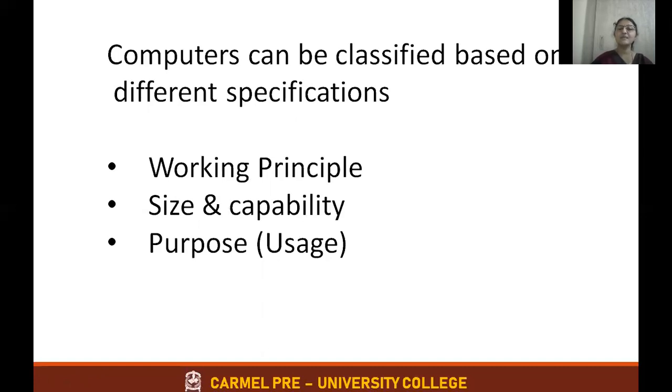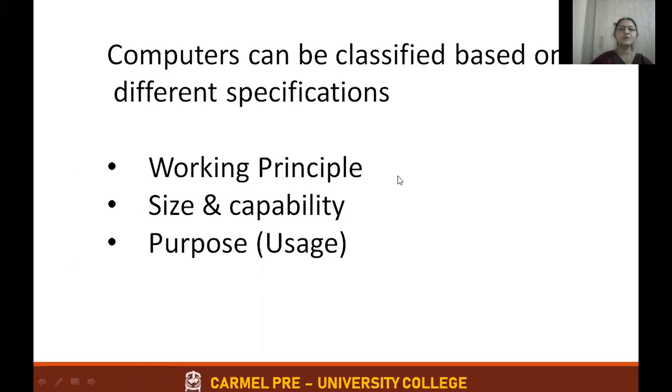So if they ask you to explain the classification of computers, generally you need to write all three. Computers can be classified based on working principle; depending on size, speed, and memory capability; and depending on purpose, there is a separate classification. One by one we will learn, depending on the working principle, what the types are.